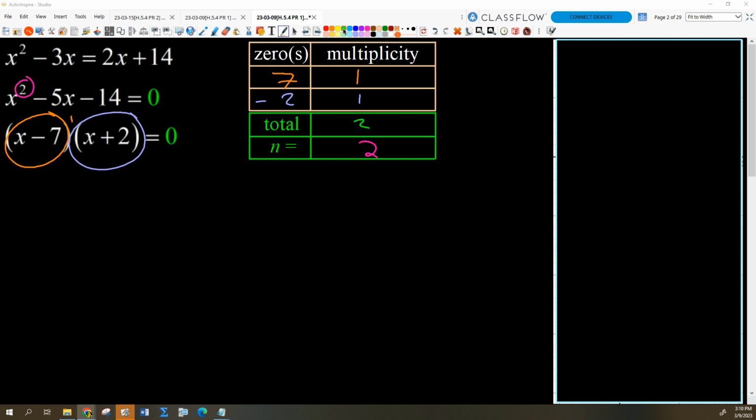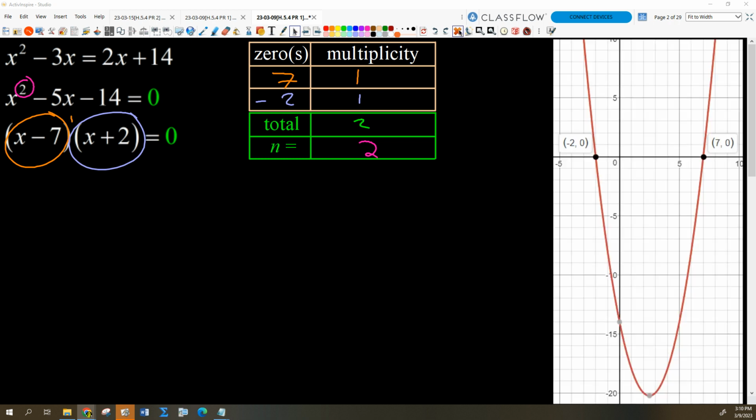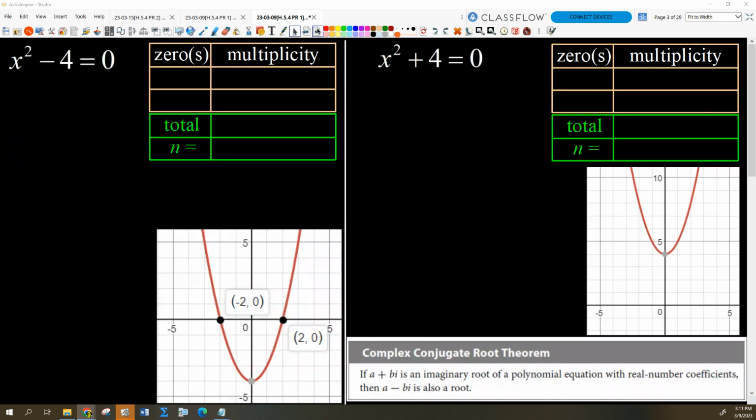Okay. And if I were to graph this function right here that's set equal to 0, what would I get? Well, how many real zeros do I have? 2. So how many x-intercepts should I have? 2, because real zeros always correspond to x-intercepts, right? So we get x-intercepts at negative 2 and positive 7. Okay, just like we'd expect. Okay, how about this guy? How would I solve that?